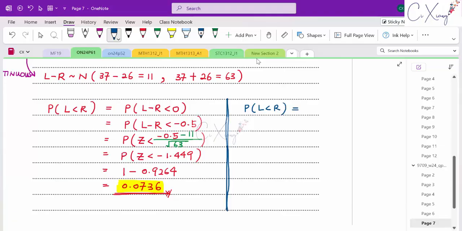Okay, so the beginning part is the same. So that means you have L minus R smaller than 0. If you didn't do any continuity correction, that means you can directly change it to Z. So when you change it to Z, you will have 0 minus the mean, which is still the same, divided by the standard deviation, which is square root 63. Okay. Then you'll have Z smaller than negative 1.386. Okay, then if you want to calculate the probability, you have to take 1 minus the probability of 1.386.